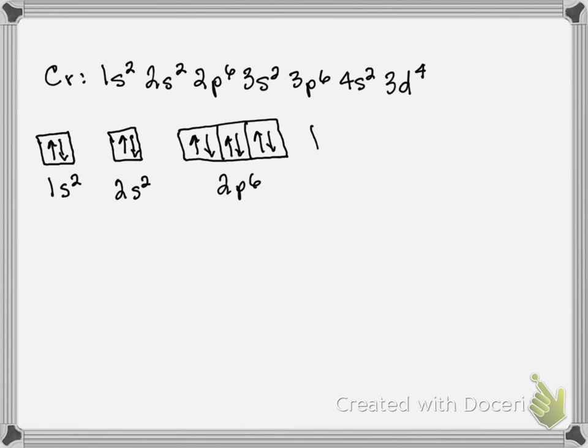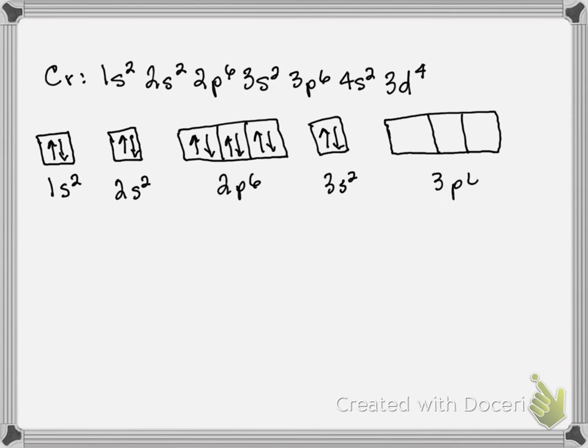Then we have a 3s with 2 electrons in there, and again, we have an arrow going up and an arrow going down. For the 3p6, again, we have an arrow going up and an arrow going down. And the last 2 look like this, 4s2 with an arrow going up and an arrow going down.